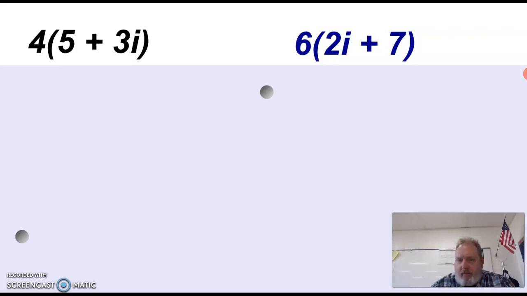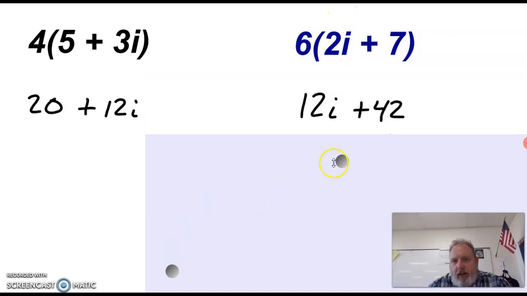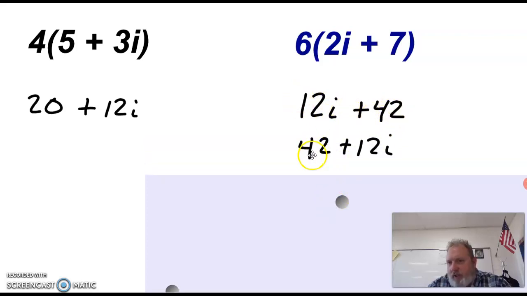Multiplying, same idea. We distribute same as we ever would. So even if this was 5 plus 3x, we do it the same way. So 4 times 5 for 20, 4 times 3i for 12i. 6 times 2i for 12i plus 42. Again, we want to rewrite that. You want to put this in the correct order. So we do need to write it as 42 plus 12i. You always want to have your complex numbers in the form real number a plus the imaginary number bi.